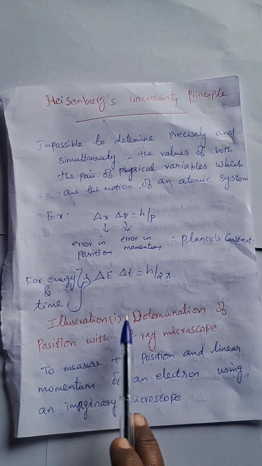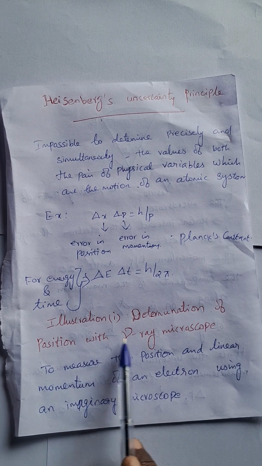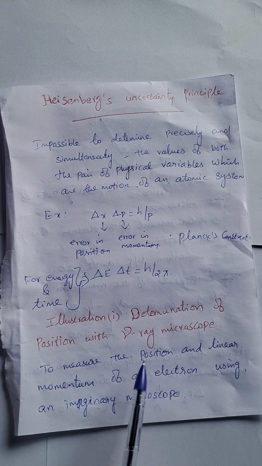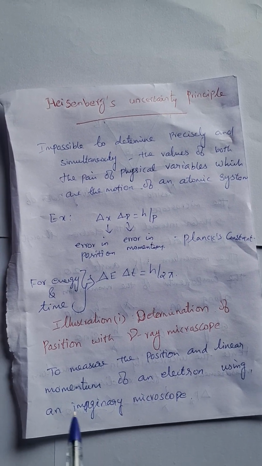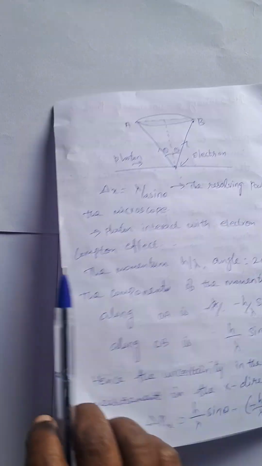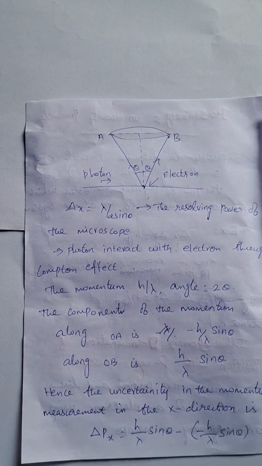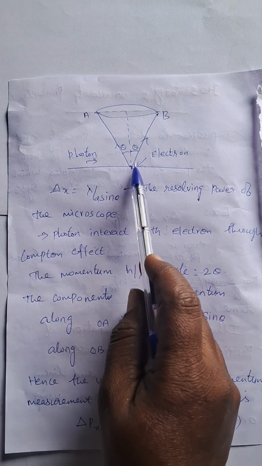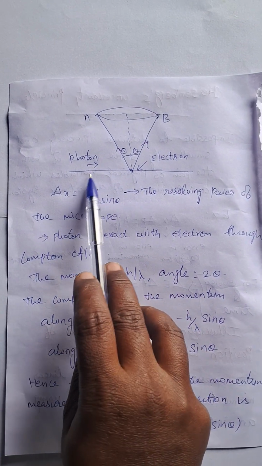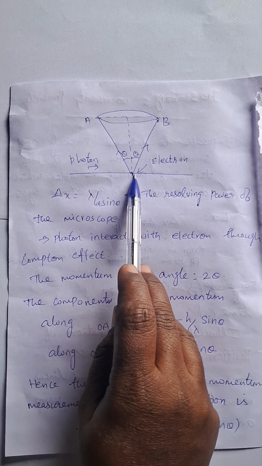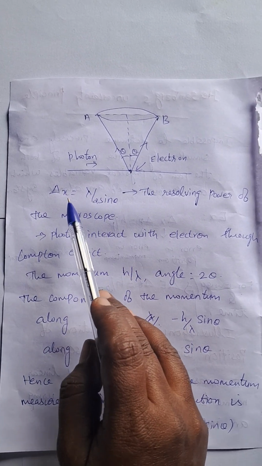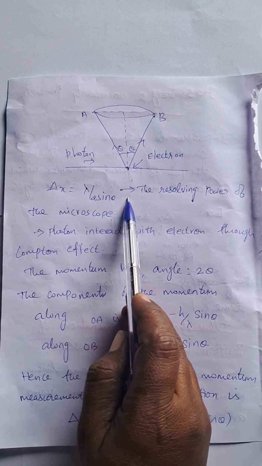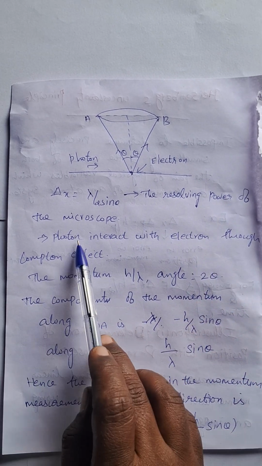The first illustration is the determination of the position with a gamma ray microscope. In this case, we consider an imaginary microscope to measure the position and momentum of an electron. This is the diagram to explain the position and momentum of an electron. If the electron is present in this place and we apply a photon in this direction, scattering will occur. The change in position del x equals lambda by 2 sin theta, which is the resolving power of the microscope.